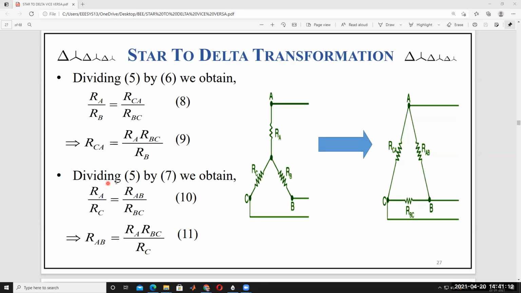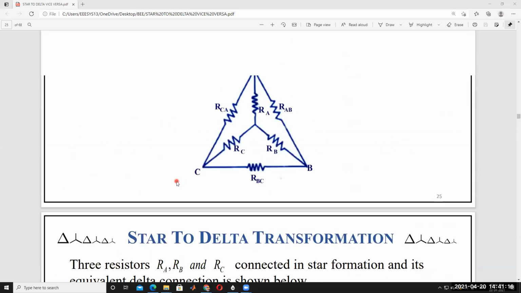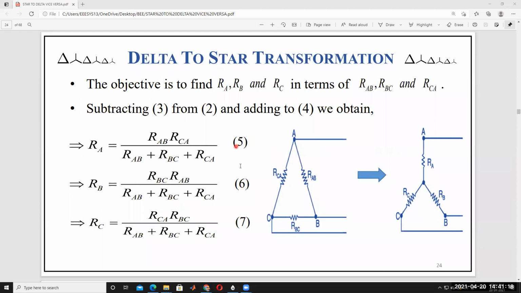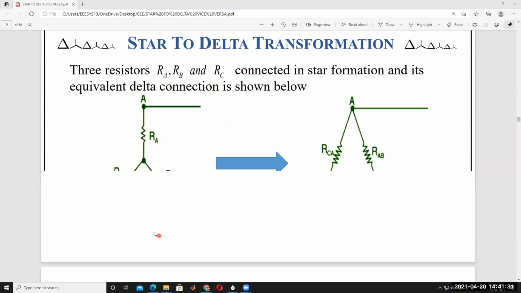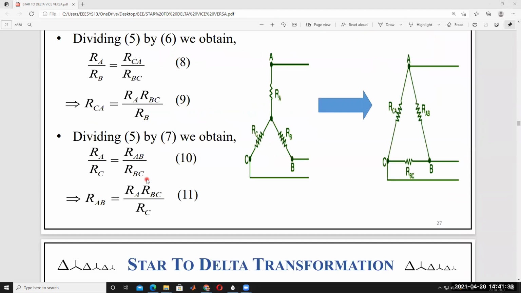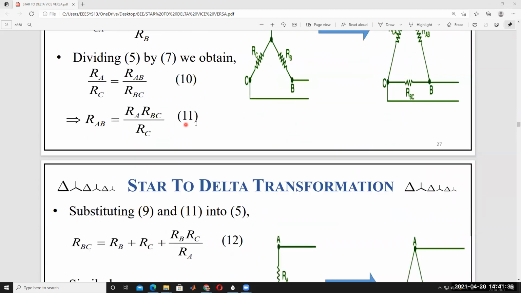In a similar way, dividing 5 by 7, you will get RA divided by RC. Here RCA is cancelled, and then you will get RA divided by RBC. The denominator is the same. After that we get this, which we consider as the 11th equation.